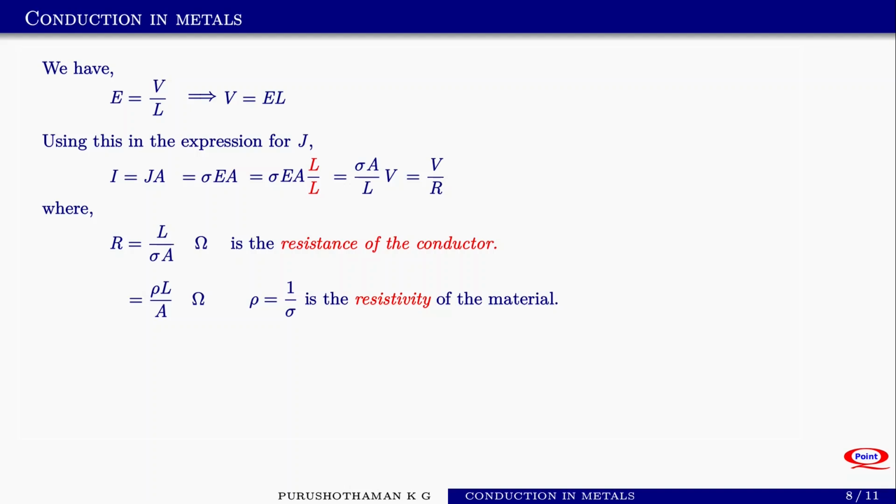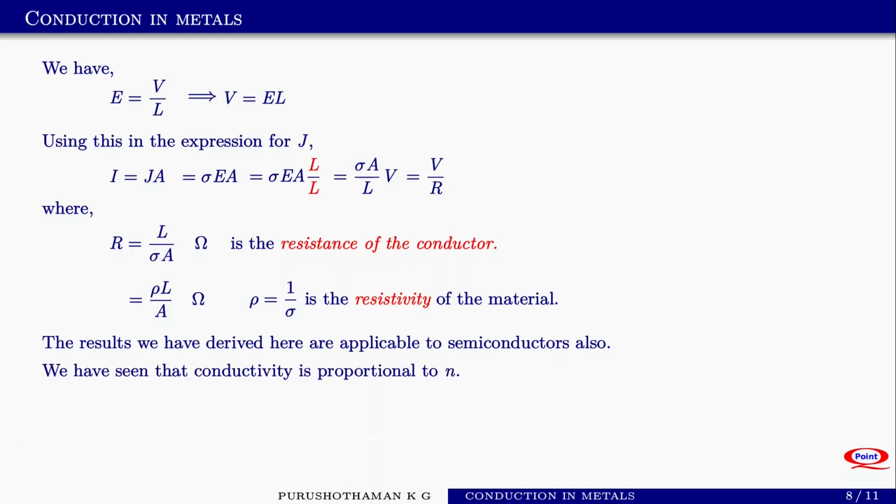1 by conductivity is equal to the resistivity, or you can write R is equal to rho L by A, where rho is equal to 1 by sigma, the resistivity of the material. The results we have derived here are applicable to semiconductors also. We will see how we will apply these results to semiconductors.